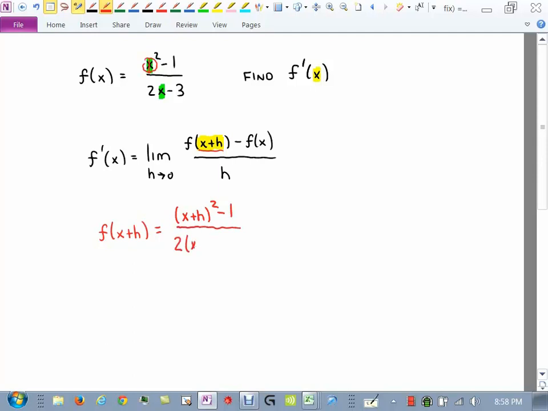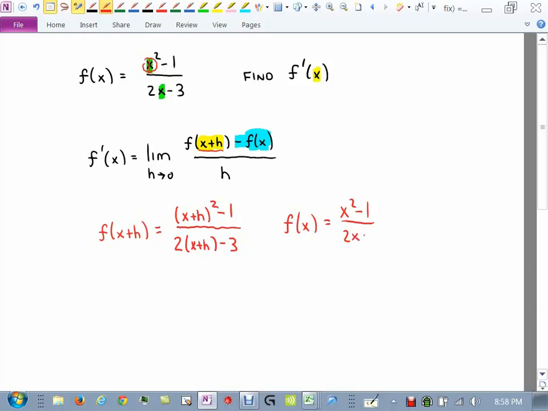All right, and now I'm going to have to figure out what minus f of x is. Well, f of x, of course, is just the function itself. I don't have to do anything to it. So I'm just writing things down right now. I'm not actually putting it all together. And then I'm going to divide that all by h.